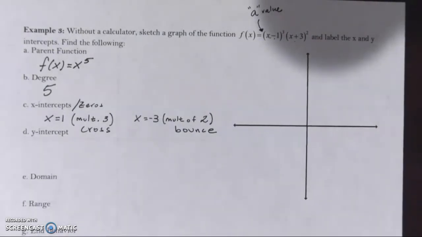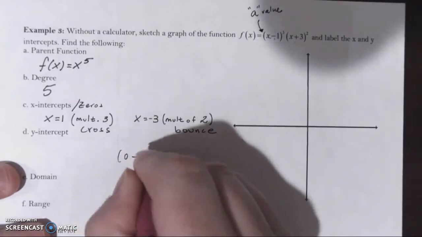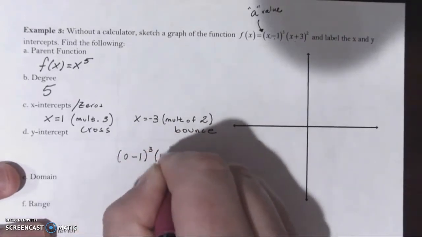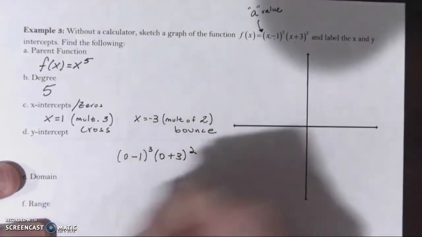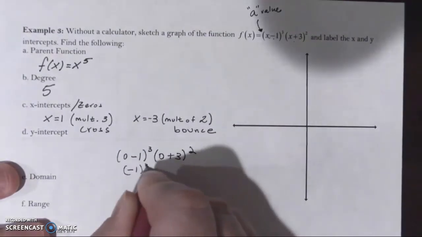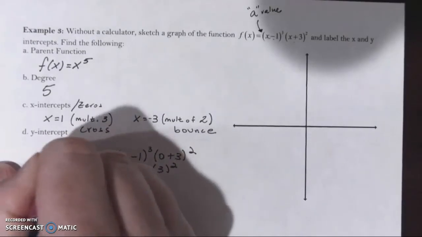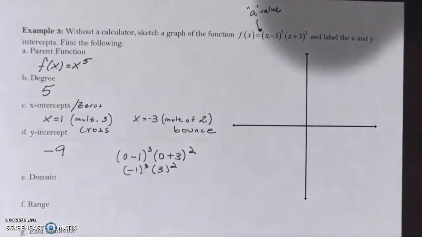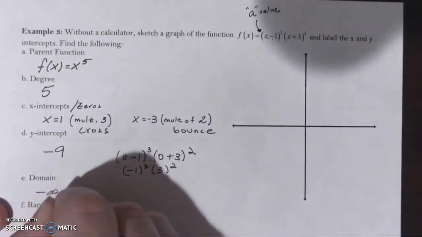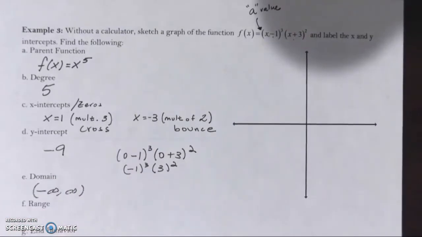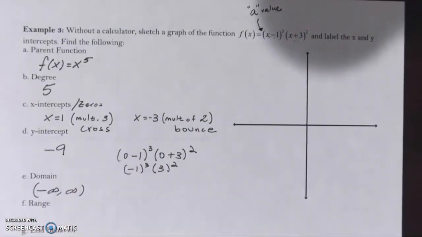Y-intercept, let's plug in 0 for x. 0 minus 1 to the 3rd times 0 plus 3 squared. We get negative 1 to the 3rd times 3 squared. Negative 1 times 9, our y-intercept is going to be down here at negative 9. The domain of any polynomial function will be negative infinity to positive infinity. We'll skip the range for just a second.